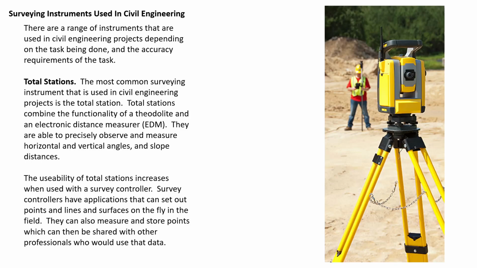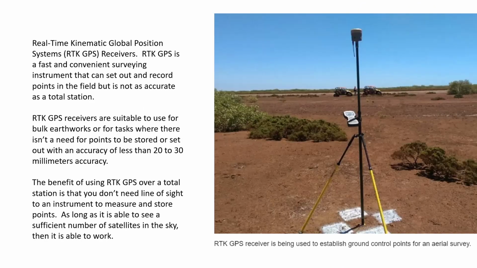The usability of a total station increases when used with a survey controller. Survey controllers have applications that can set out points and lines and surfaces on the fly in the field. They can also measure and store points which can then be shared with other professionals who would use the data. Another kind of equipment is real-time kinematic global positioning system, RTK GPS receivers.